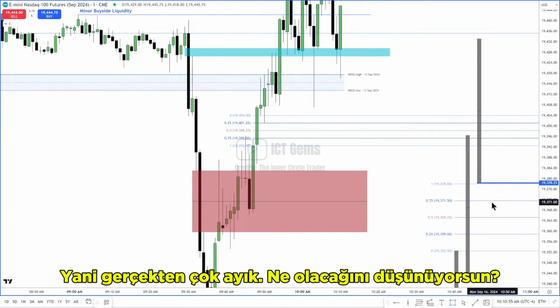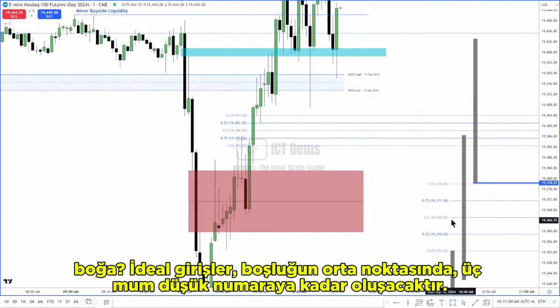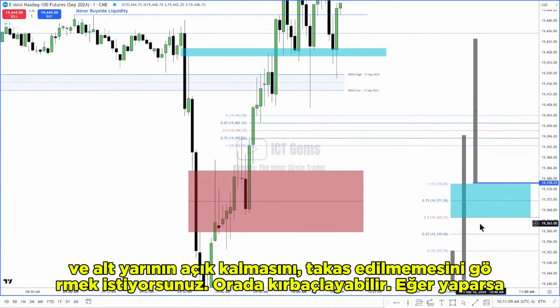And if it does, it means it's really, really bearish. Well, what do you think is going to happen on the times when you're bullish? The ideal entries are going to form in the midpoint of the gap to number 3 candle's low. And you want to see that lower half stay open, not traded to. It can wick down in there.